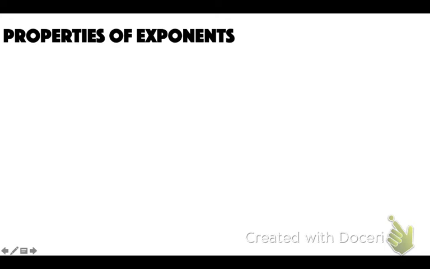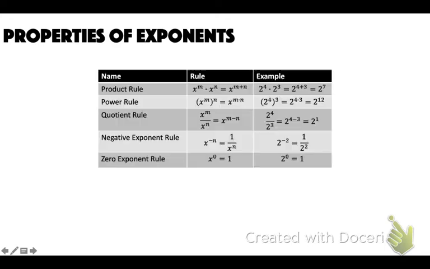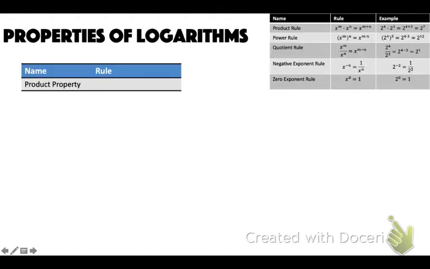It's my life. Okay, properties of exponents. So, remember our properties of exponents. Like the product rule, when you were multiplying the bases, you added the exponents. Power rule, a power raised to a power, you multiplied them. Quotient rule, you subtracted. Negative exponent dropped, zero exponent equals 1. Okay, these go along pretty well with the logarithm rules, okay?